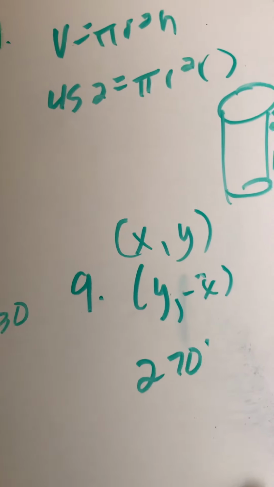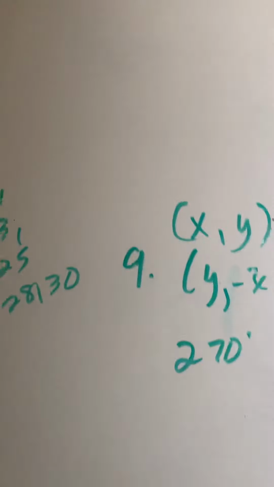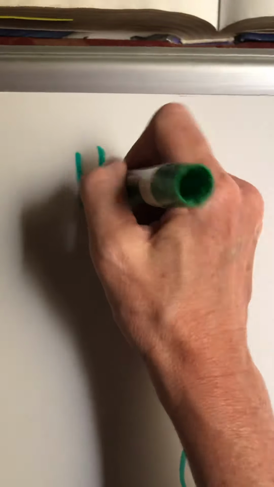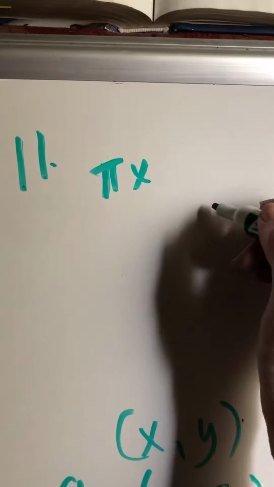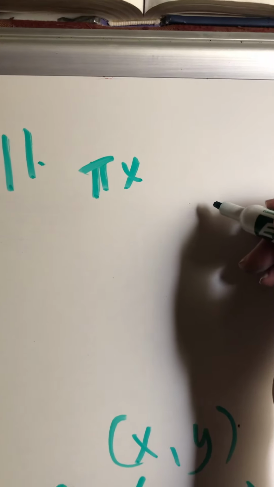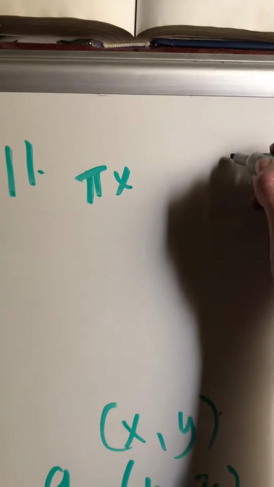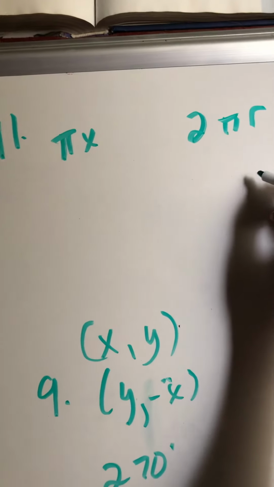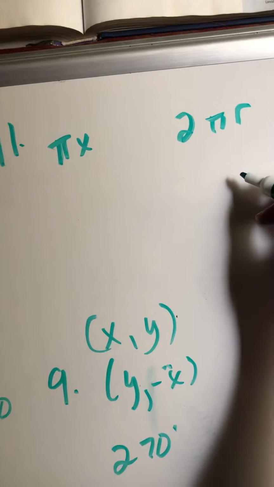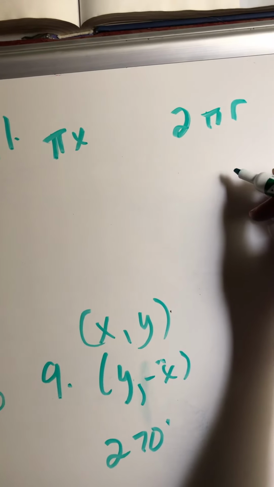Then on number 11, okay, 11 is the stuff we just talked about today. So let me show you what 11 looks like. Let's see, the circumference of a circle is pi x. The radius is increased by a factor of 2. So if my circumference, remember, is 2 pi r. So that's my circumference. The radius is increased by a factor of 2.